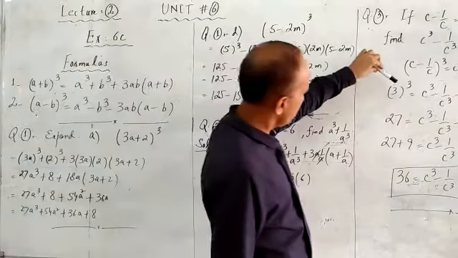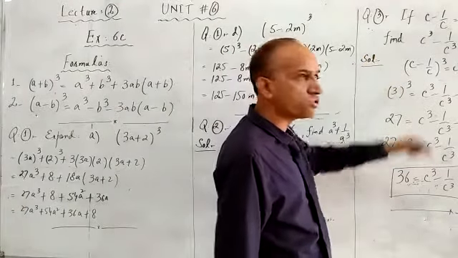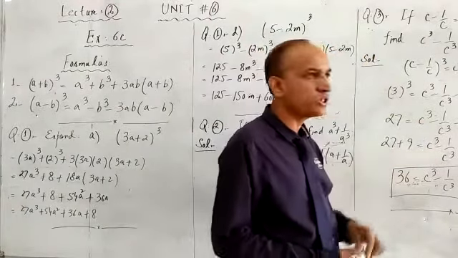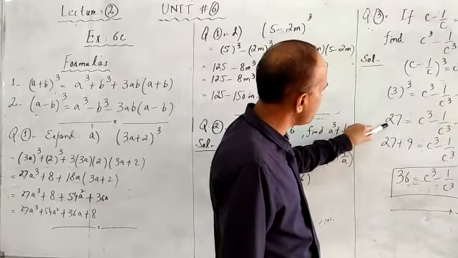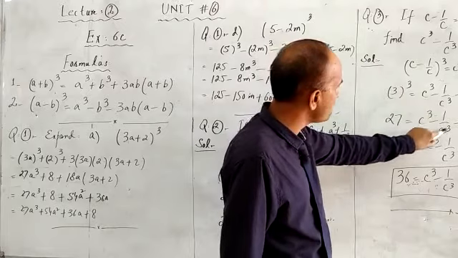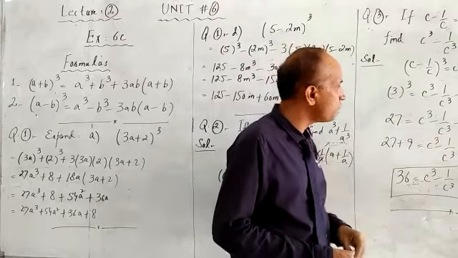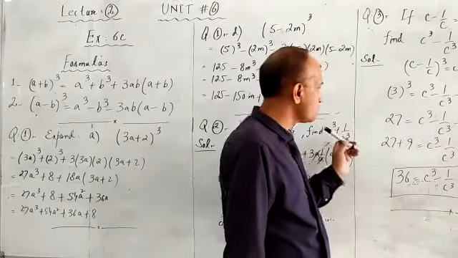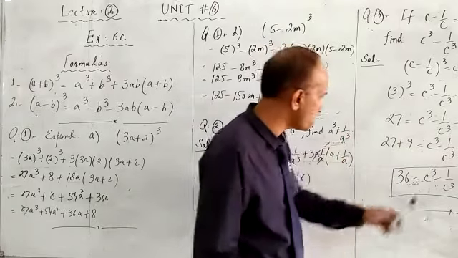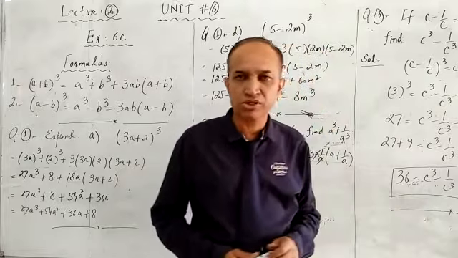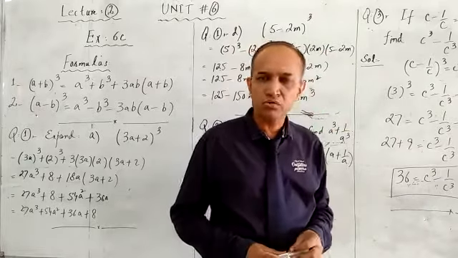We get 3 cube is equal to c cube minus 1 over c cube minus 3 into 3. So we have 27 equal to c cube minus 1 over c cube minus 9. We shift this 9 to the right hand side to get 27 plus 9, which is equal to 36, equal to c cube minus 1 over c cube, which is the required value.